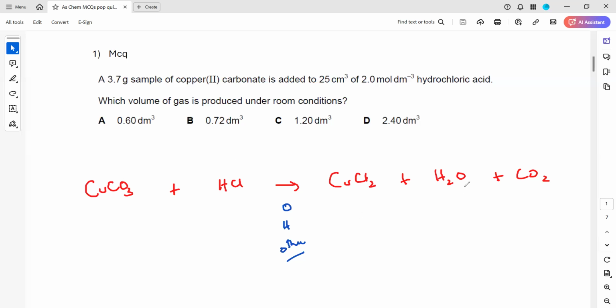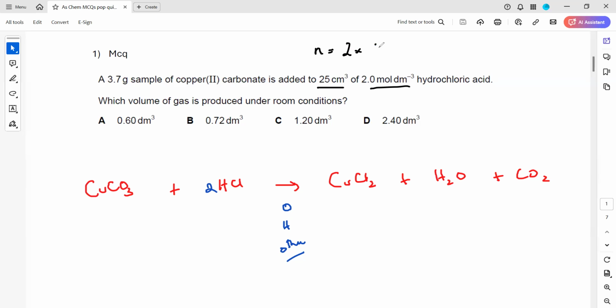So oxygen is 3, oxygen is balanced. Hydrogen 2, so I put 2 and hydrogen is also balanced. Then chlorine and copper are also balanced. So we have 25 cm cube of 2 mole per dm cube. So how many moles are there? For hydrochloric acid, moles is concentration into volume.